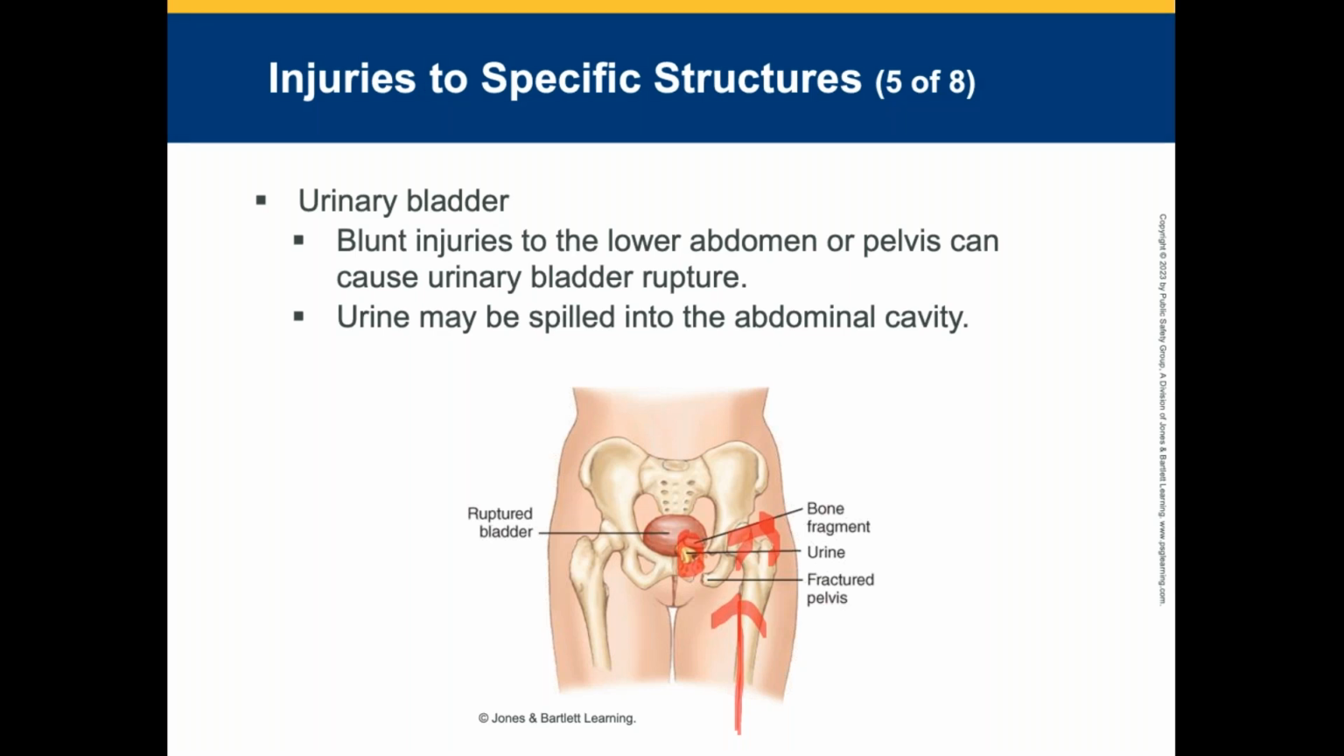Blunt injuries to the lower abdomen and pelvis often cause rupture of the lower urinary bladder, and then urine may be spilled into any part of the abdominal cavity, leading to intraperitoneal, extraperitoneal, or retroperitoneal rupture as well.